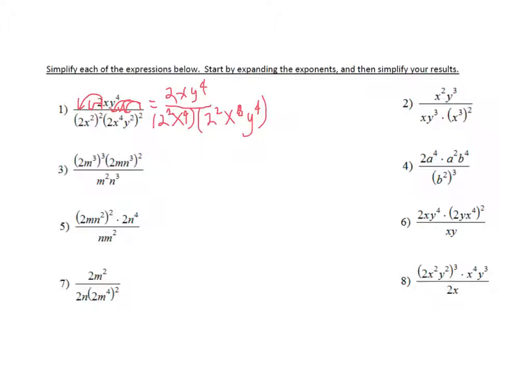Now, these are multiplied times one another, and we get 2 to the 4th, because I got 2 here and 2 here, x to the 12th, and y to the 4th, over 2x y to the 4th.